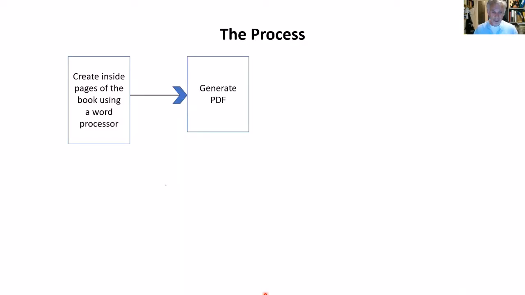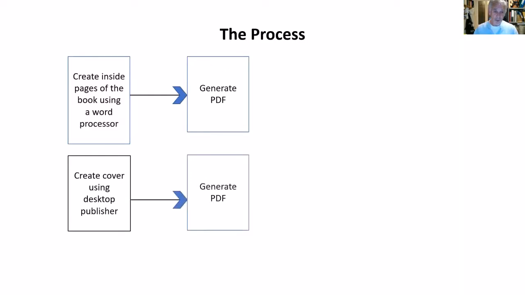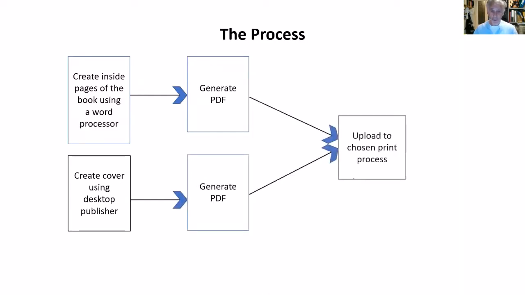And having done the insides of the book, you need to do the similar thing for the cover. I tend to use a desktop publisher for that. I use Microsoft Publisher. And again, once you've done that, you generate a PDF file from that. So you have 2 PDF files and you send them both to your chosen printer. And that's the start of the process. So let's look at it in some detail now.